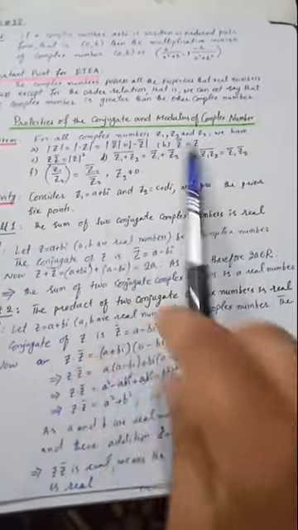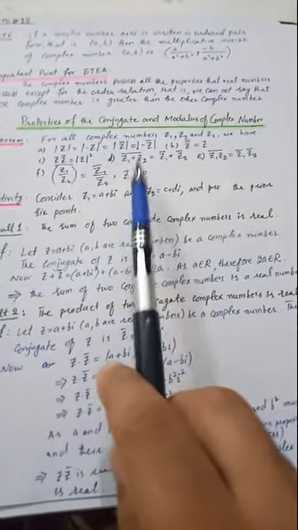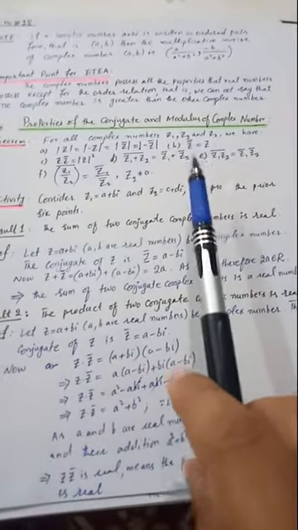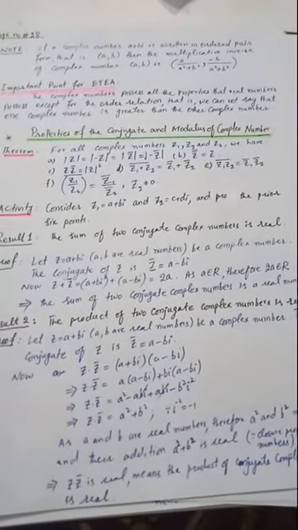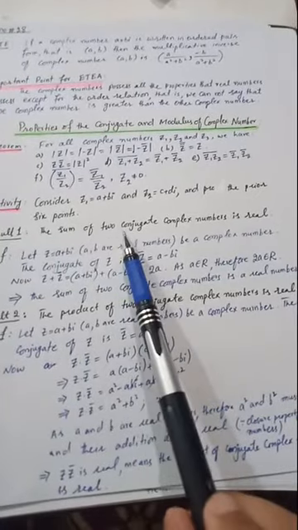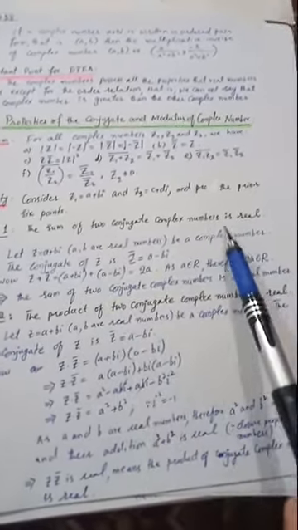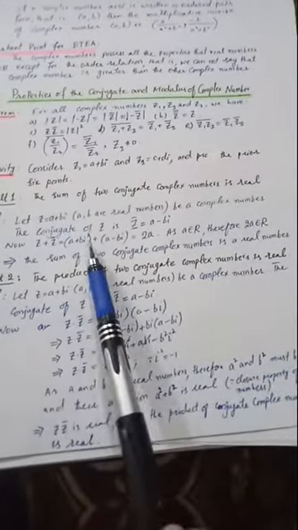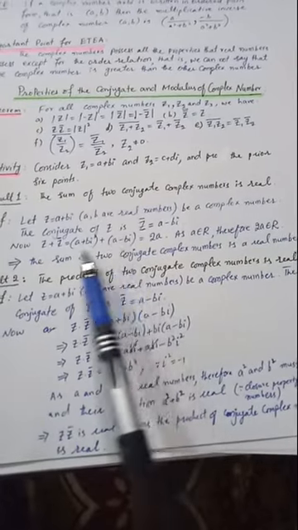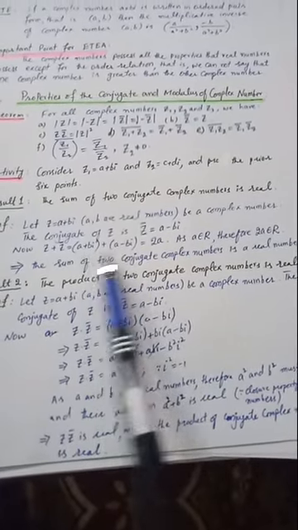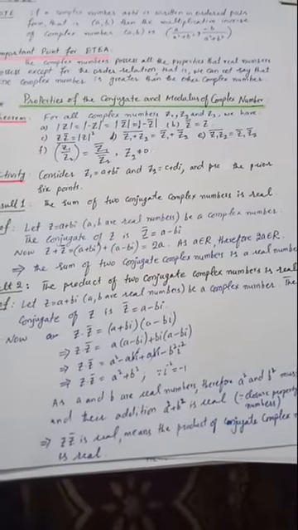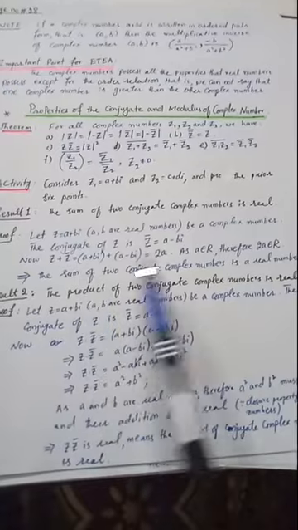So these properties will also be used in the exercise for verification, and these are also important for the exam. Now, the sum of two conjugate complex numbers is real. If you add two conjugate complex numbers, a plus bi and a minus bi, which are conjugates of each other, the imaginary parts will cancel, because when you take the conjugate you change the sign of the imaginary part, so you get a real number.